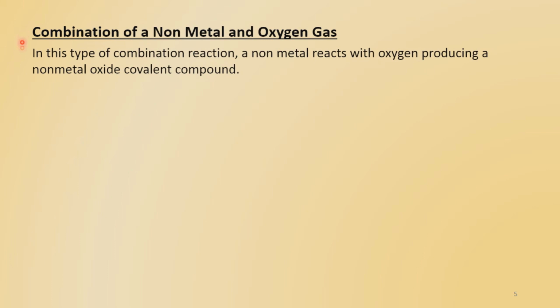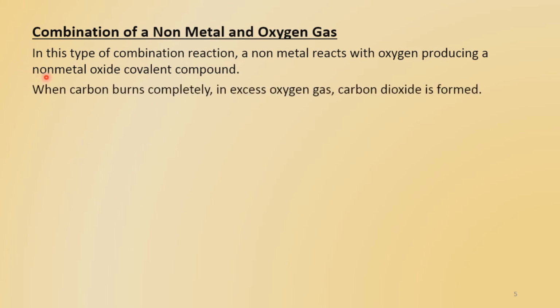Next, we're going to look at the combination of a nonmetal and oxygen gas. In this type of combination reaction, a nonmetal reacts with oxygen producing a nonmetal oxide, a covalent compound. For example, when carbon burns completely in the presence of oxygen gas, carbon dioxide is formed.